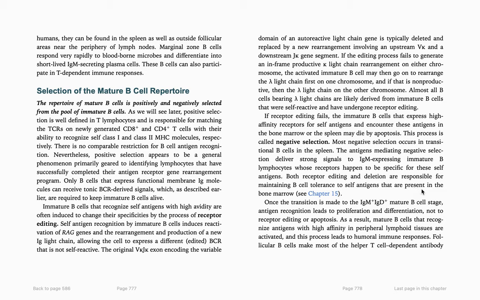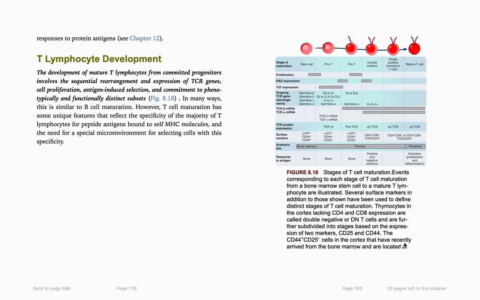Once transition is made to IgM, IgD mature B cell stage, antigen recognition leads to proliferation and differentiation, not to receptor editing or apoptosis. As a result, mature B cells that recognize antigen with high affinity in peripheral lymphoid tissue are activated, and this process leads to the humoral immune response. Follicular B cells make most of the helper T cell dependent antibody response to protein antigens.